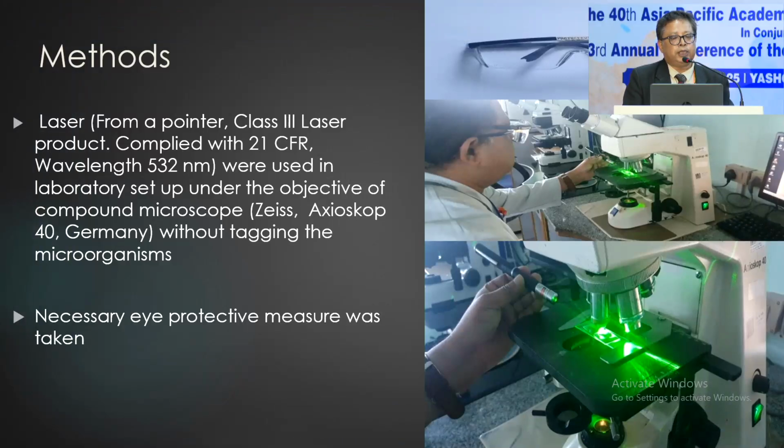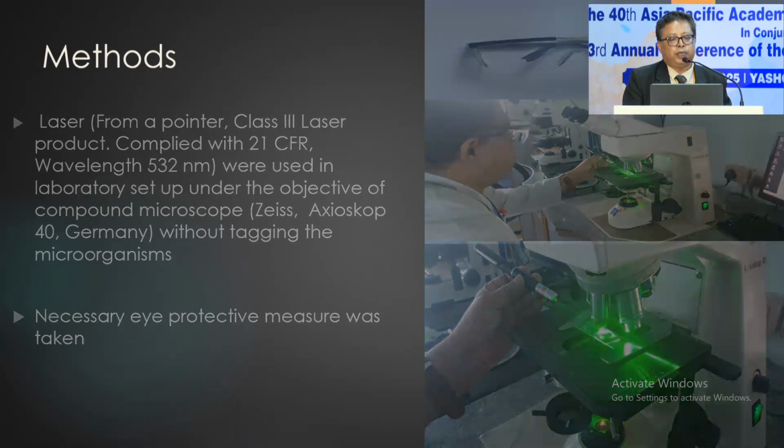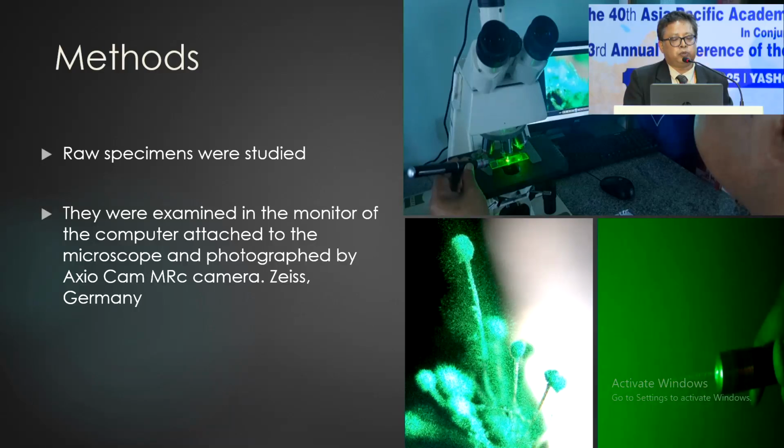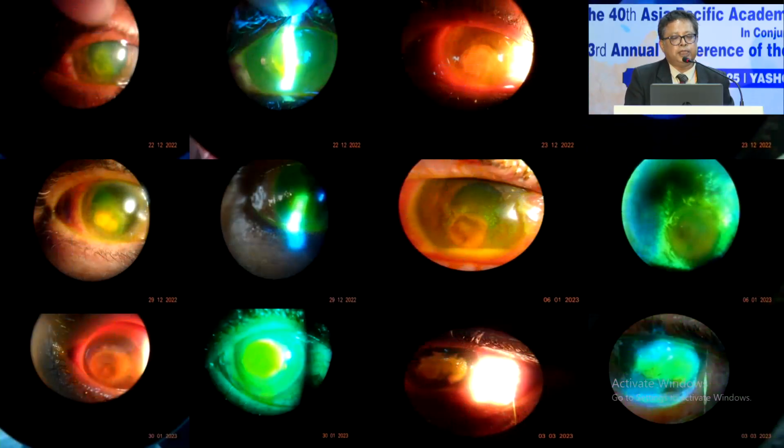Now, a pointer class 3 laser product was used, complying with 21 CFR, wavelength of 532 nm, in a laboratory setup, with the objective of a Zeiss compound microscope 40x made in Germany, and without taking any microorganism. The important thing is that to protect our eyes, there is a shutter so that rays do not come, and necessary eye protective measures were taken. Raw specimens were studied. They were examined on the monitor of a computer attached to the microscope and photographed with the Axiocam MRC camera.